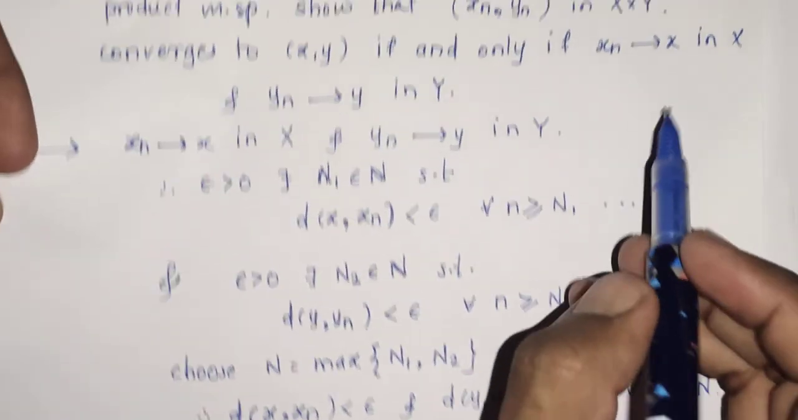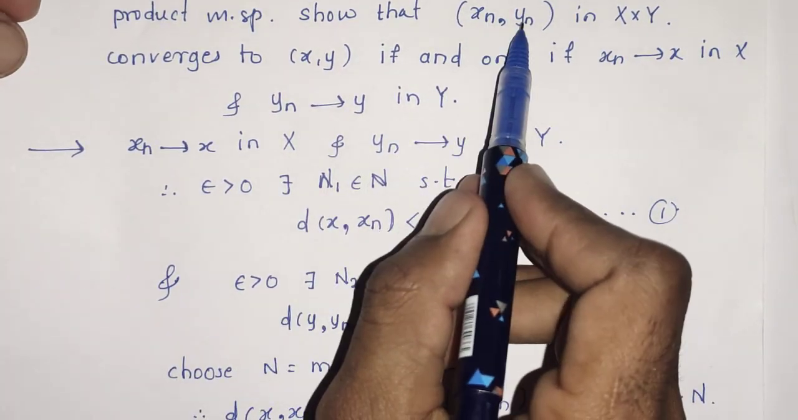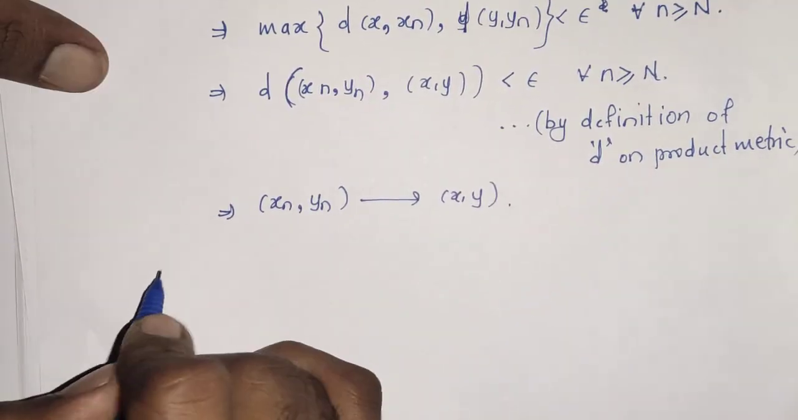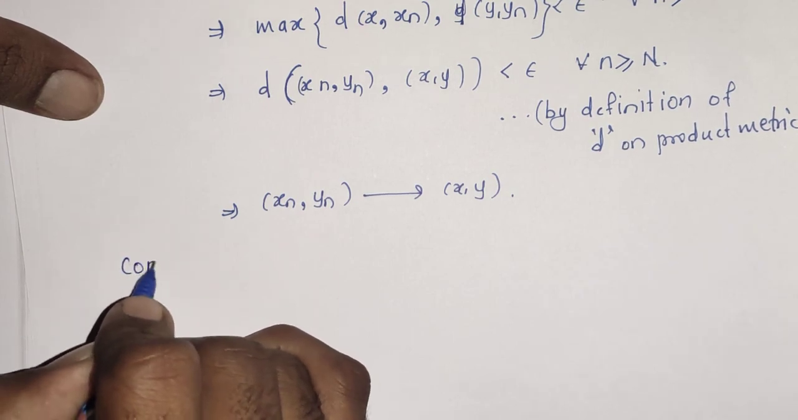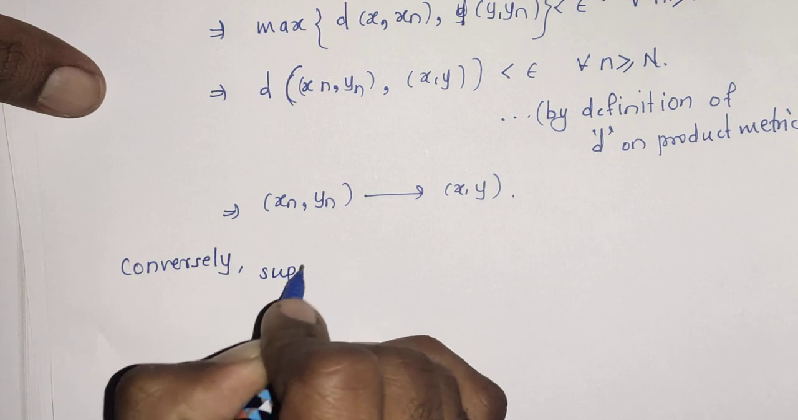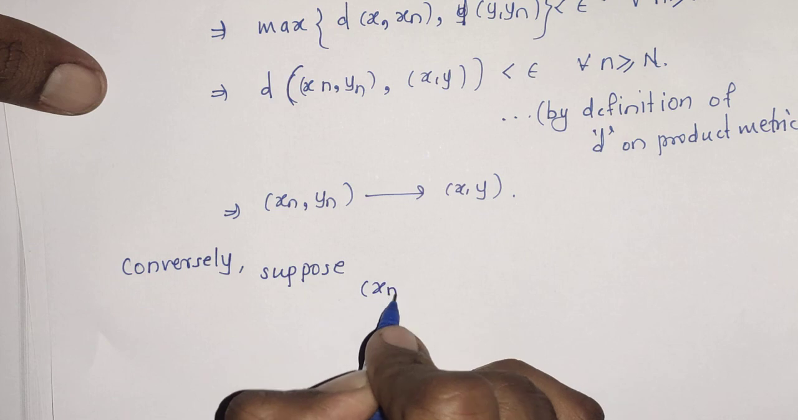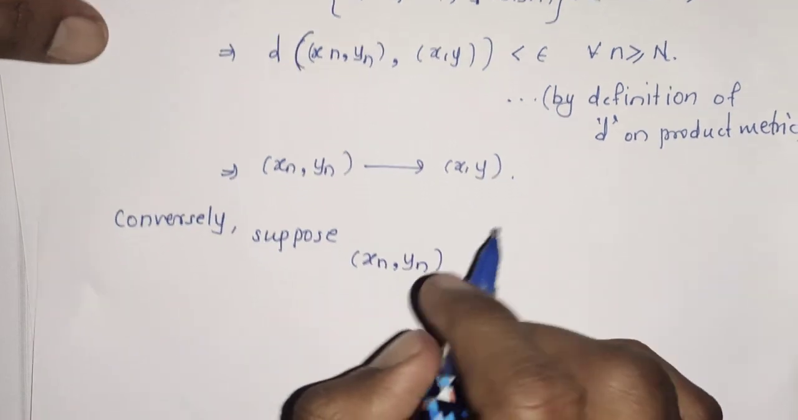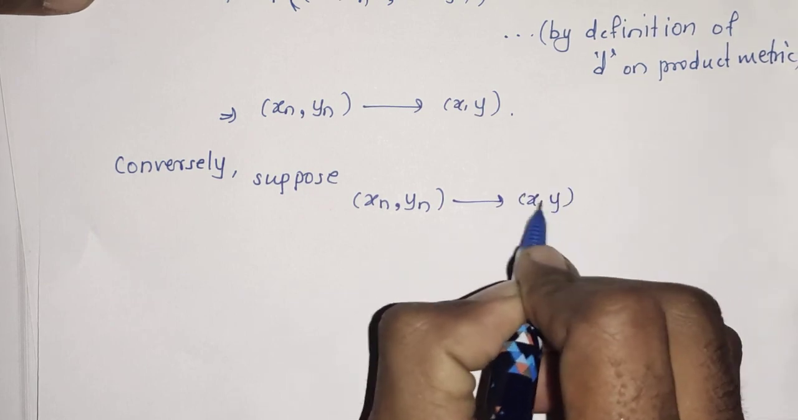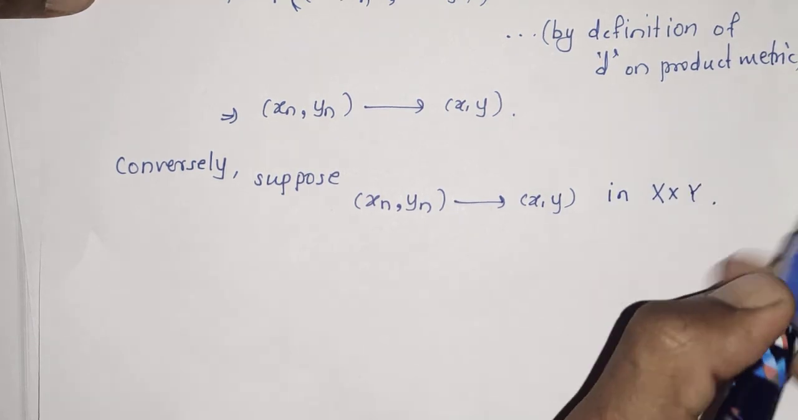In the first part, we supposed xn converges to x, yn converges to y, and our claim was xn yn converges to xy. So, xn yn converges to xy is proved. Now, conversely, we will suppose that this sequence xn yn converges to the ordered pair xy.